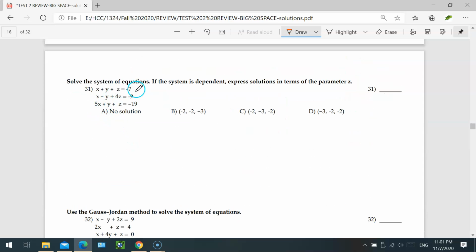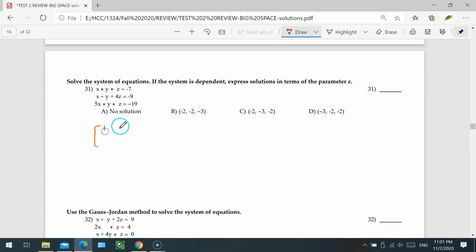Number 31, you solve for the equation. If the system is dependent, express the solution in terms of the parameter Z. So this one, again, if you have the TI graphing calculator, use the matrices to create a 3x4 augmented matrix.